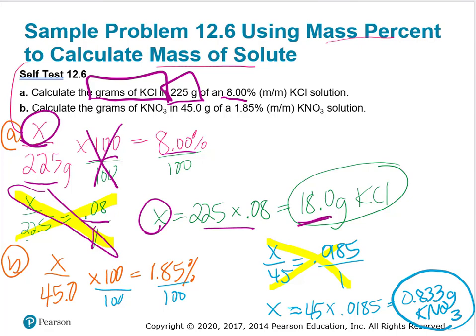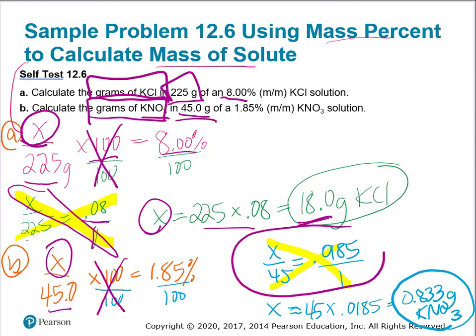And for part B, I set it up the same. We wanted grams of potassium nitrate, so that's my X, over my whole, which was 45 grams of solution, times 100 equals 1.85%. I divided both sides by 100 to get rid of that, leaving me with X over 45 is equal to 0.0185, and then X times 1 is X, and 45 times 0.0185 would give me, with 3 significant figures, 0.833 grams of potassium nitrate.